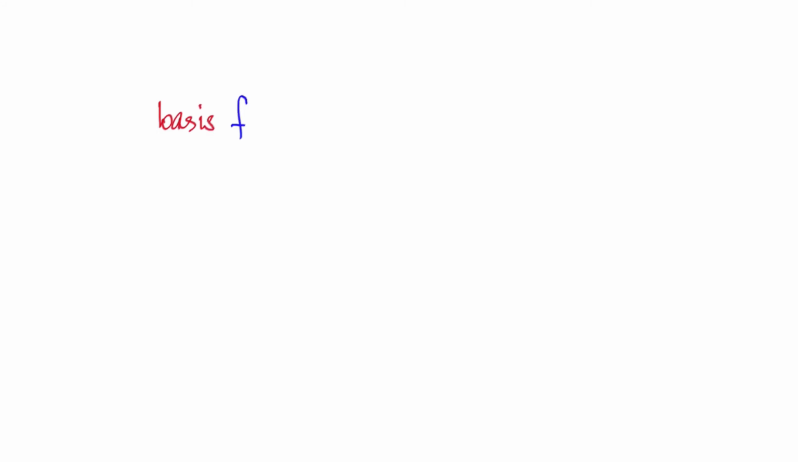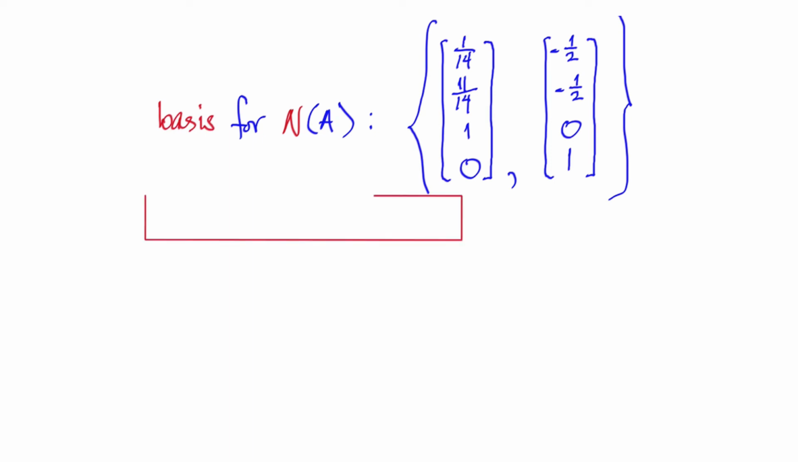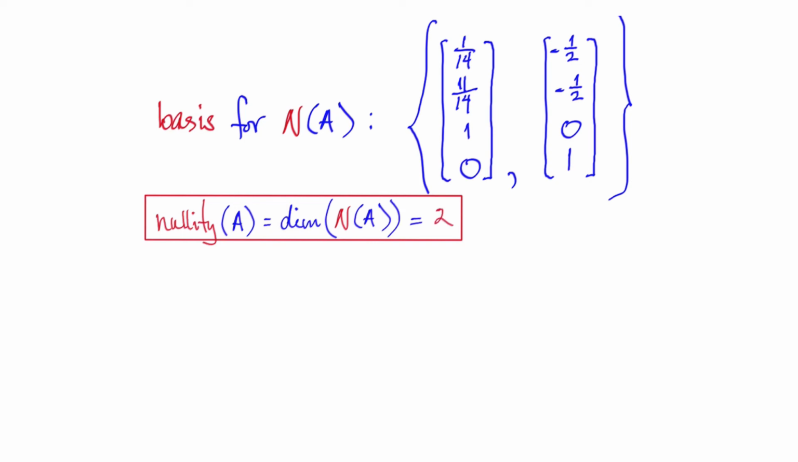So let's summarize what we found. The basis for the null space of A is a set consisting of the two vectors 1/14, 11/14, 1, 0, and negative 1/2, negative 1/2, 0, 1. The dimension of the null space of A is called the nullity of the matrix A. So the nullity of A is the dimension of its null space, and we found two vectors in the basis for the null space, so that dimension is 2. So the nullity of this matrix is 2.